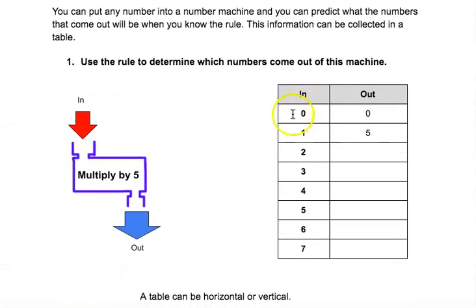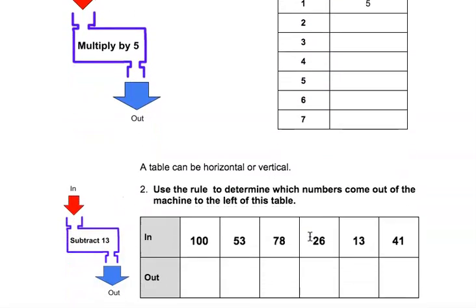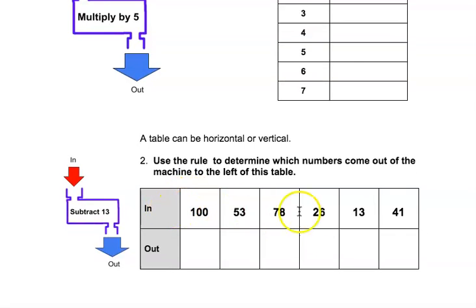Okay, so your job is to use the rule to determine the output. Something goes in, it's multiplied by 5, and then what comes out? Use these inputs here. And then notice that our tables can also be horizontal, so they don't always need to be vertical. Do that again for subtract 13, and notice that my in numbers are different than just going 1 through 10.